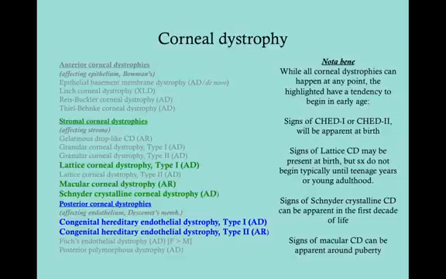Schnyder crystalline corneal dystrophy can be present in the first decade of life, so young children again here, and then signs of macular corneal dystrophy can be present around puberty. So these are some of the corneal dystrophies that tend to show up in younger people.